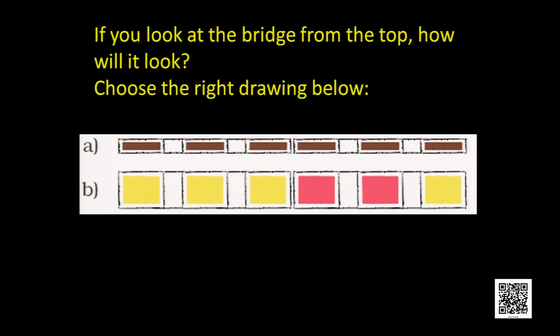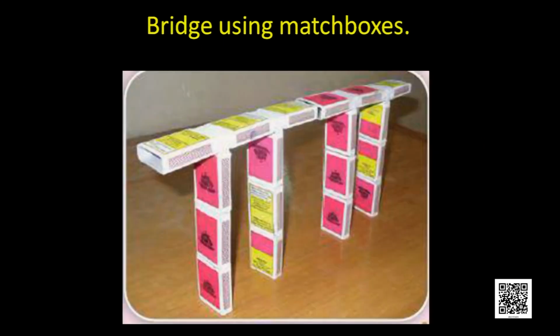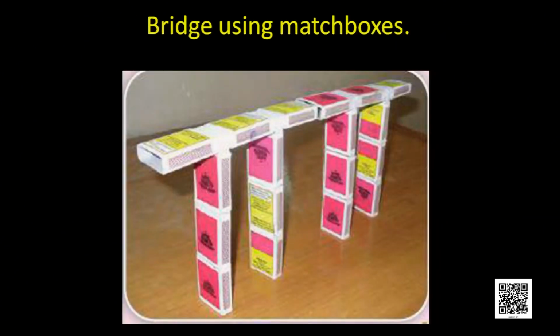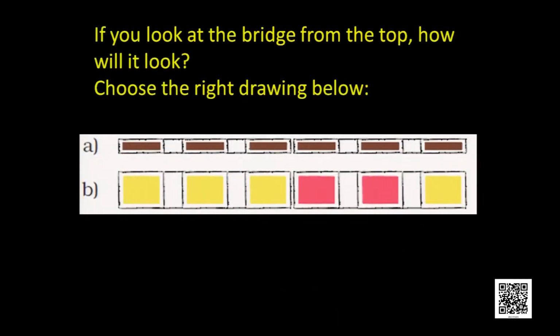A is one kind of picture, B is another kind. Now, again I am going back. You see the bridge. If you look at the bridge from the top, how will it look? In both these cases, in picture B, you will see the bridge like this. You will see only the flat surface, the upper matchboxes. So, B will be the correct answer for the question.